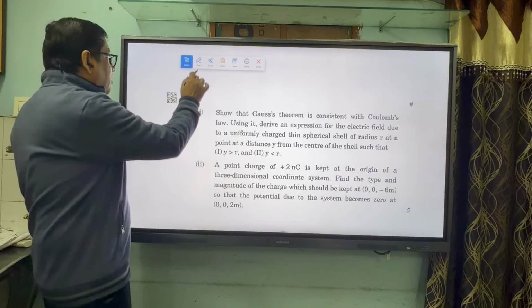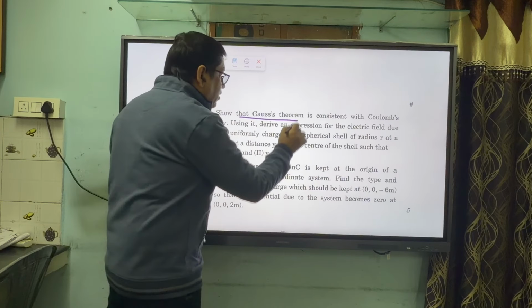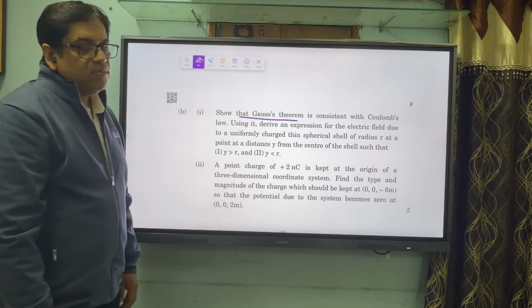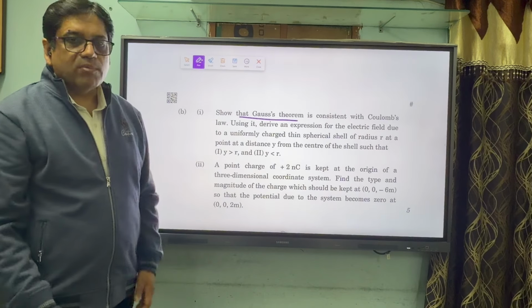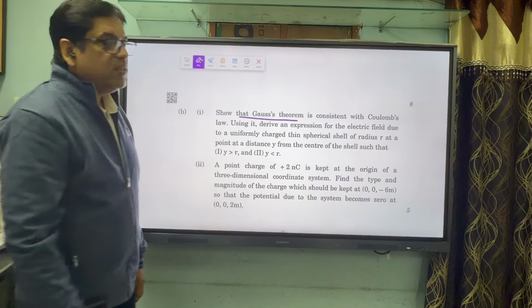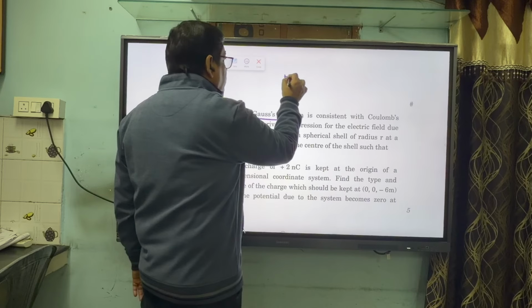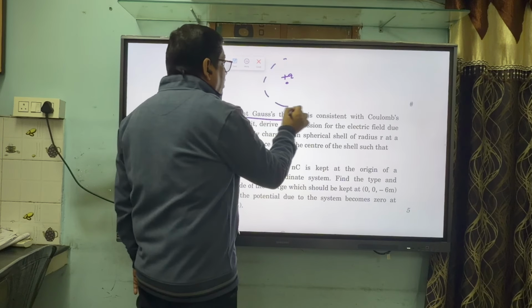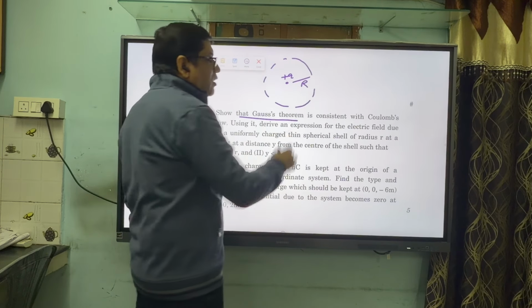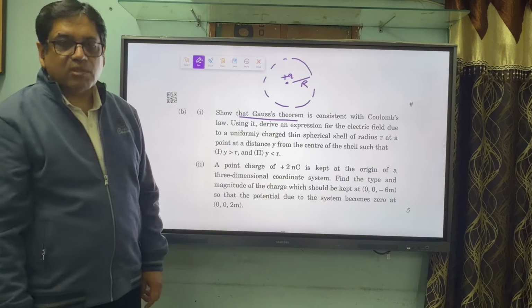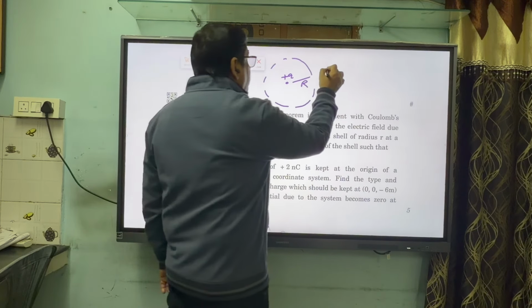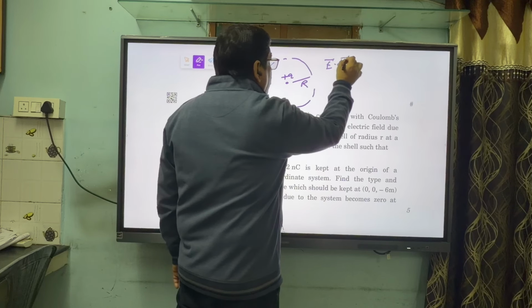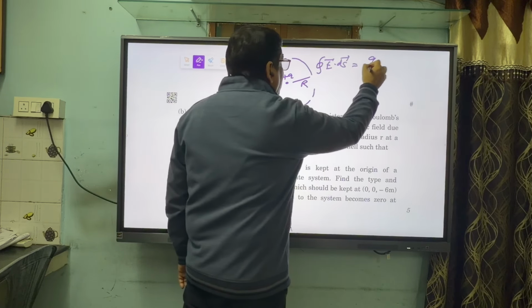In this, what they are saying is show that Gauss theorem is consistent with Coulomb's law. तो बेसिकली हमें गॉस थ्योरम से कूलम्स लॉ को प्रूव करके दिखाना है. We take a charge here plus q. We take a spherical surface, origin surface r distance. Charge enclosed is q. We apply Gauss theorem: E dot ds over the closed surface will be equal to q by epsilon naught.